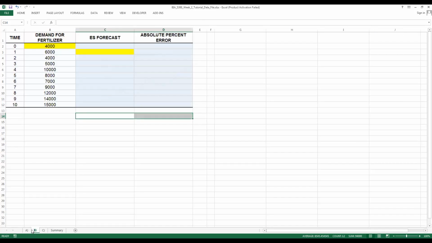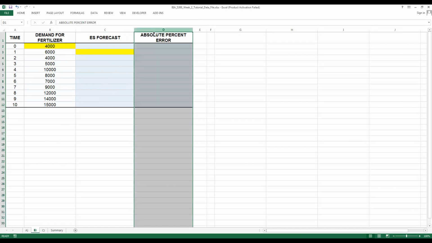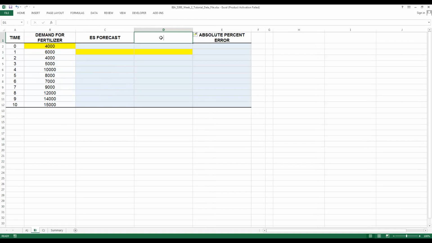Okay, so now for part B, we're going to actually do this exponential smoothing. Right? So what's our exponential smoothing? Honestly, I want to insert a row in between here, which is just the error. Right? Just because that error is going to be useful. Right? So we have the first exponential smoothing forecast is 4,000.